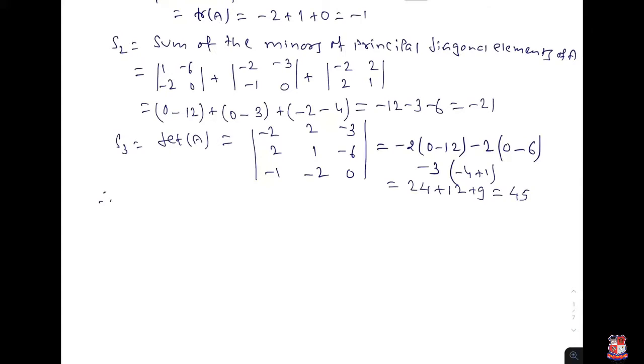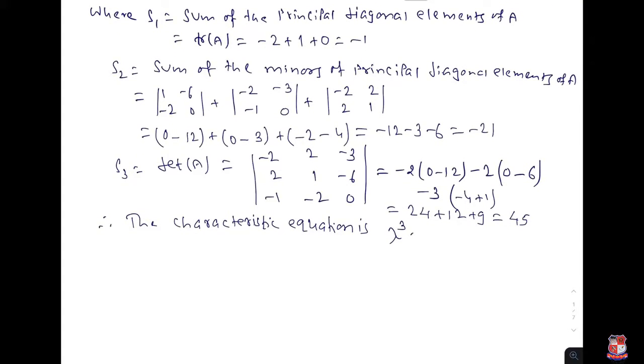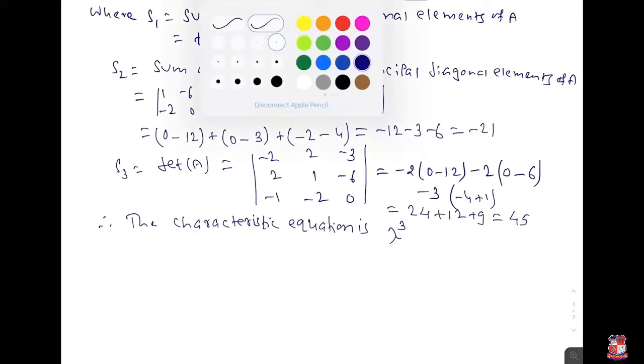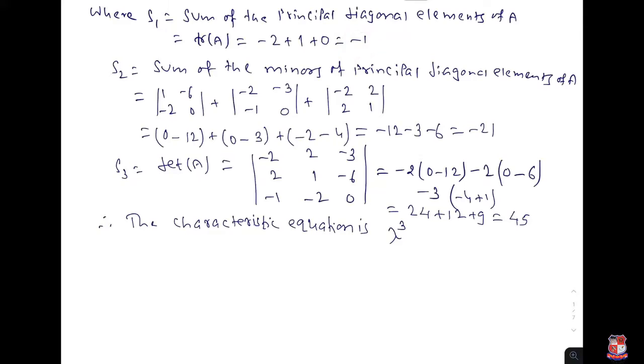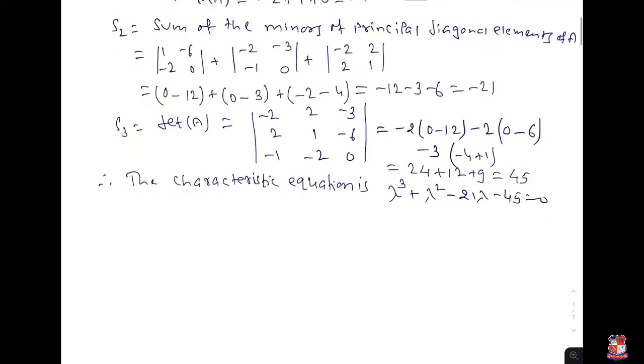Therefore the characteristic equation is lambda cube, then minus S1 lambda square, so minus and minus plus, this one is minus so plus lambda square, then plus S2 lambda, and S2 is -21, so minus 21 lambda, then minus S3, so minus 45, and equal to 0. So we need to find the roots of this equation, and you apply trial and error.